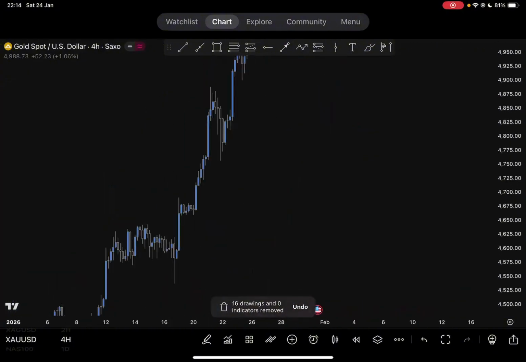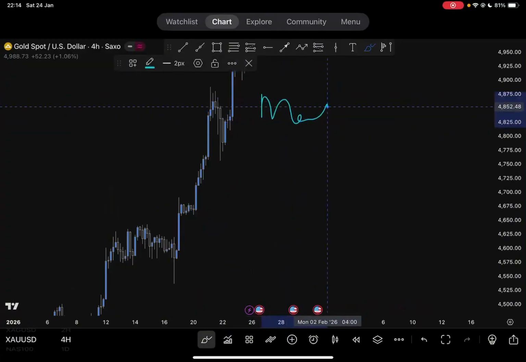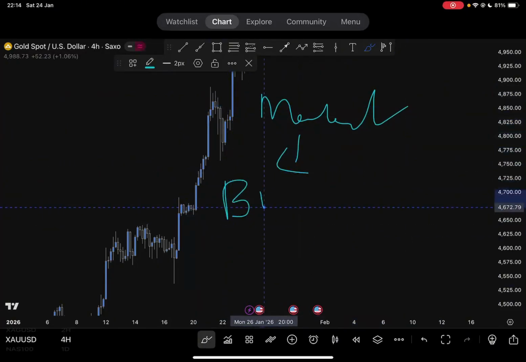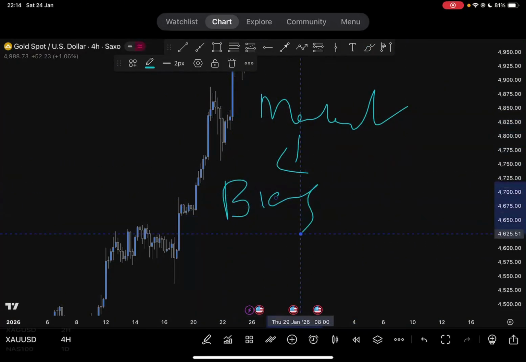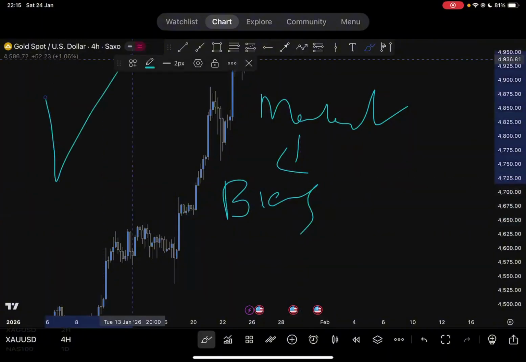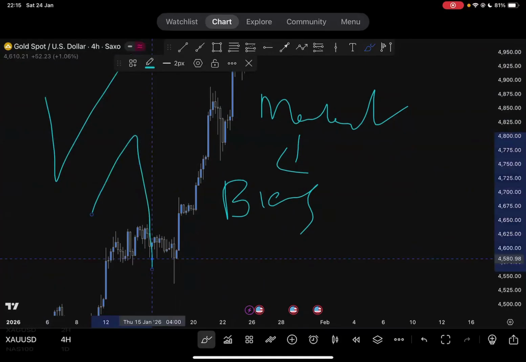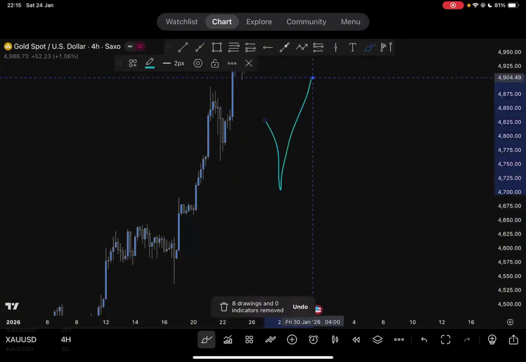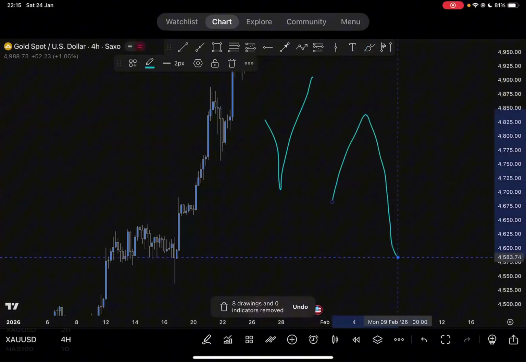Market structure. First, while trying to understand the bias of the market, what we need to do is understand the market structure. When we talk about the bias of the market, we're talking about whether price is on a bullish level or a bearish level. Are we looking for a buy level or a sell level?